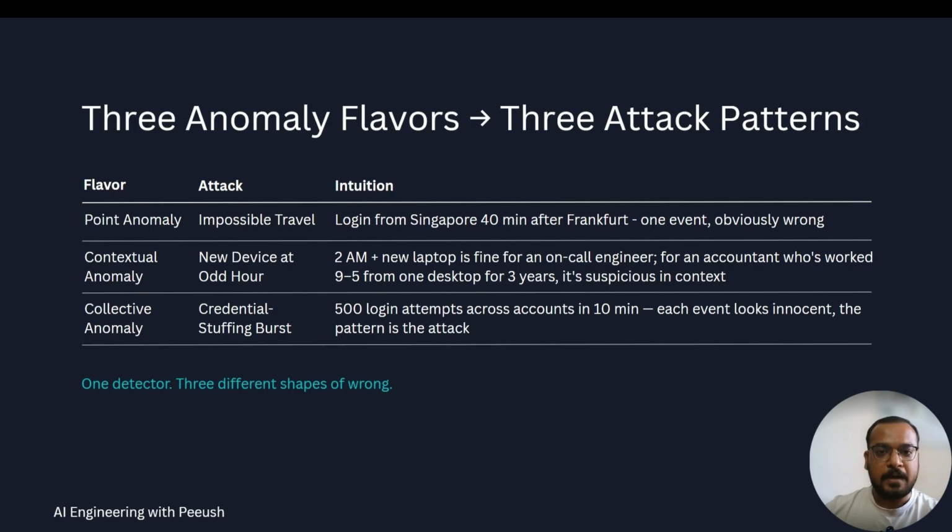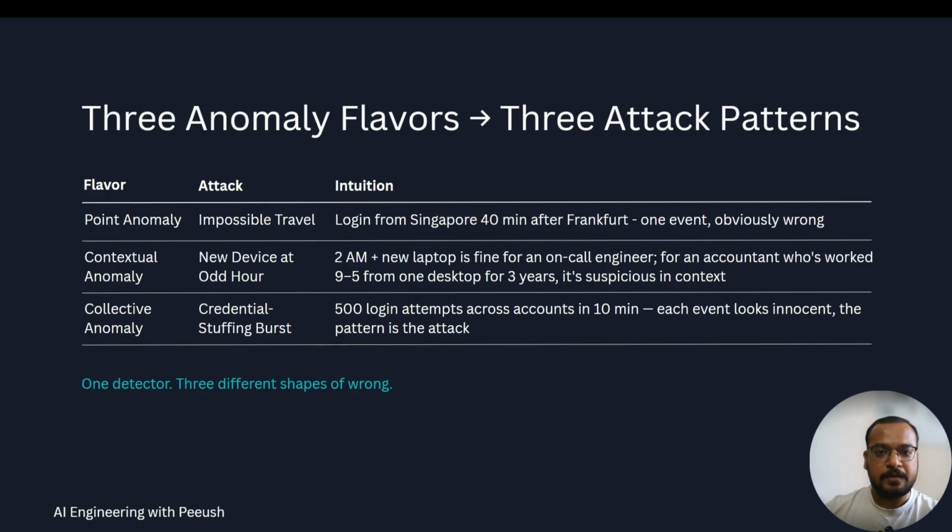Contextual anomaly: an event that's perfectly normal in general, but weird in this context. A new device at an odd hour. A 2 a.m. login is normal for an on-call engineer, and a new laptop is normal after an IT refresh. Both together for an accountant who has logged in from one desktop 9 to 5 for 3 years? That's suspicious in context, which is exactly why context has to live in our features.